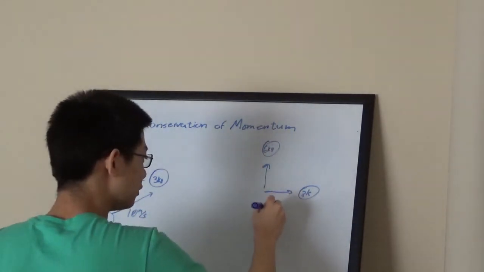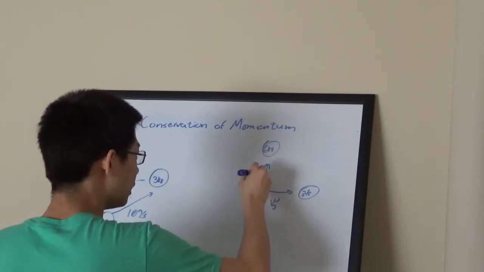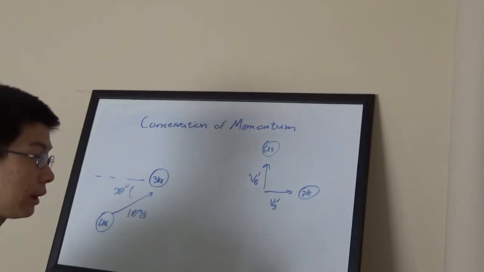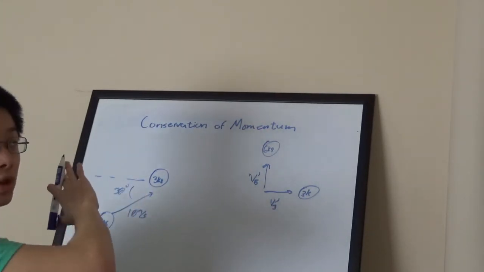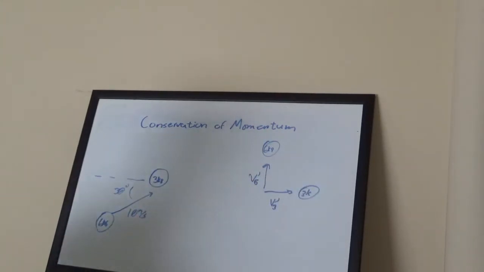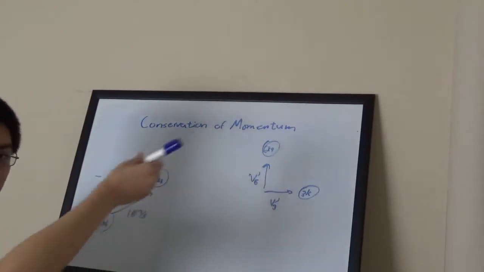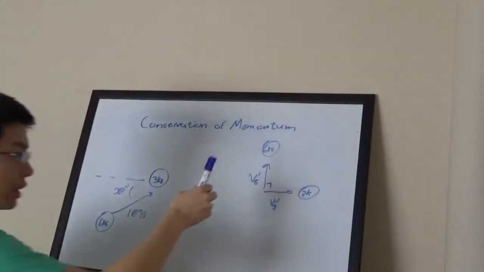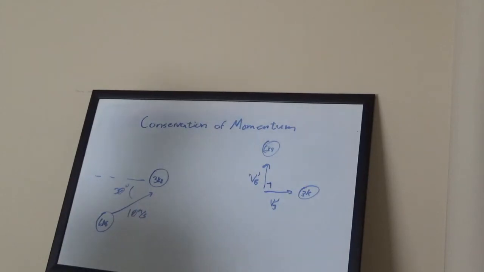I'll label this as v3 prime and v6 prime. Do I know what the velocities are yet? No, I'm just labeling this 3 and 6 to correspond with the masses, because that's all we know about the balls. Alright, so how do we do this? Well, I'm going to say this horizontal thing is going to be my x, and this vertical is going to be my y, and we know these are perpendicular because east and north are perpendicular.